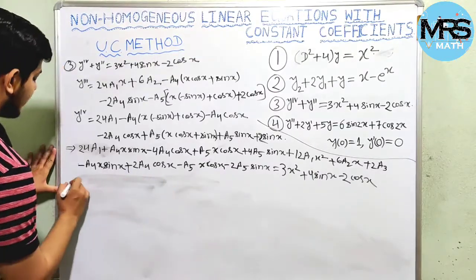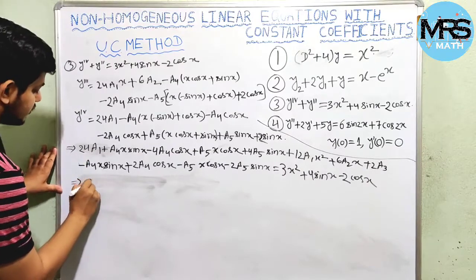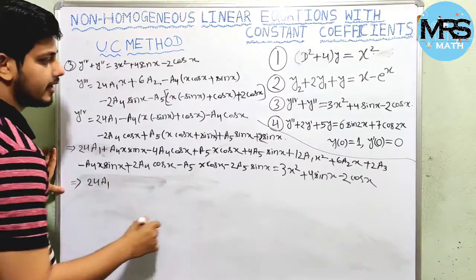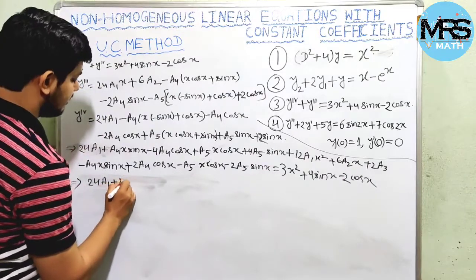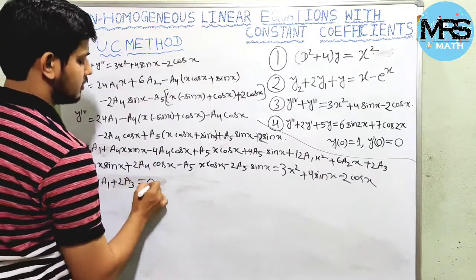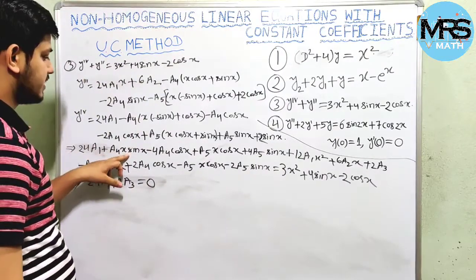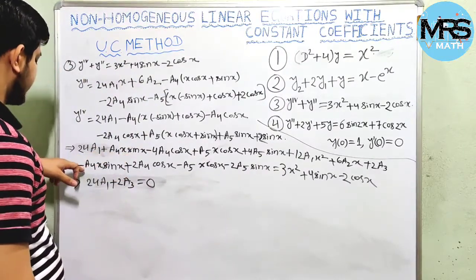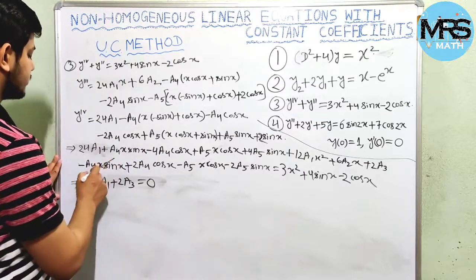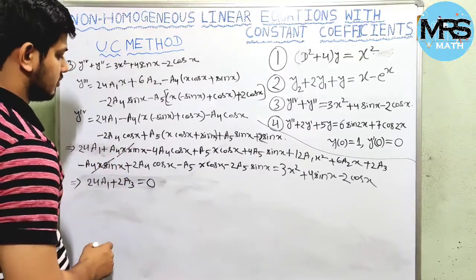So if we compare both the sides, we get 24a1 plus 2a3, which is equal to 0 because there is no constant. Here a4 x sin x is there, and again minus a4 x sin x is there, so these two can be cancelled out.